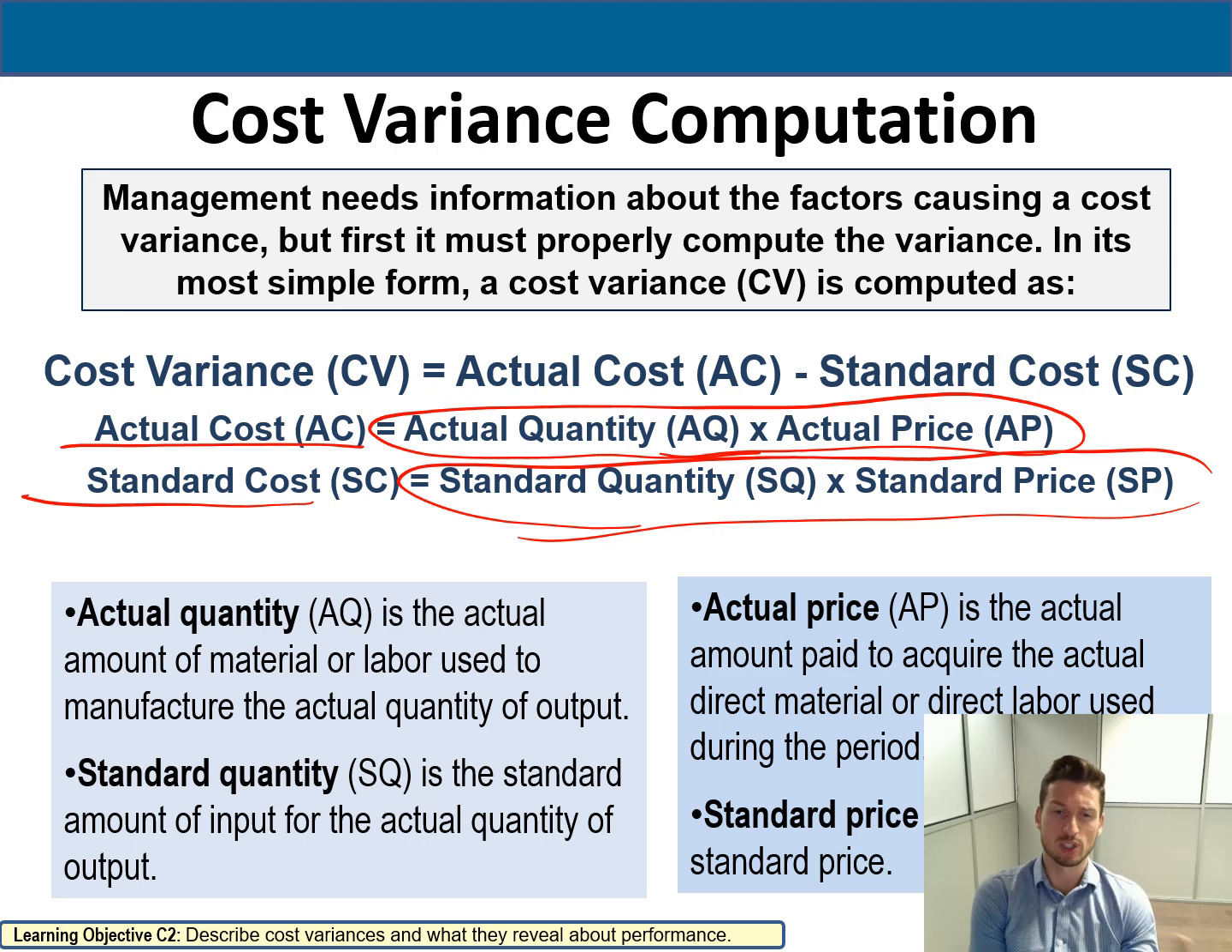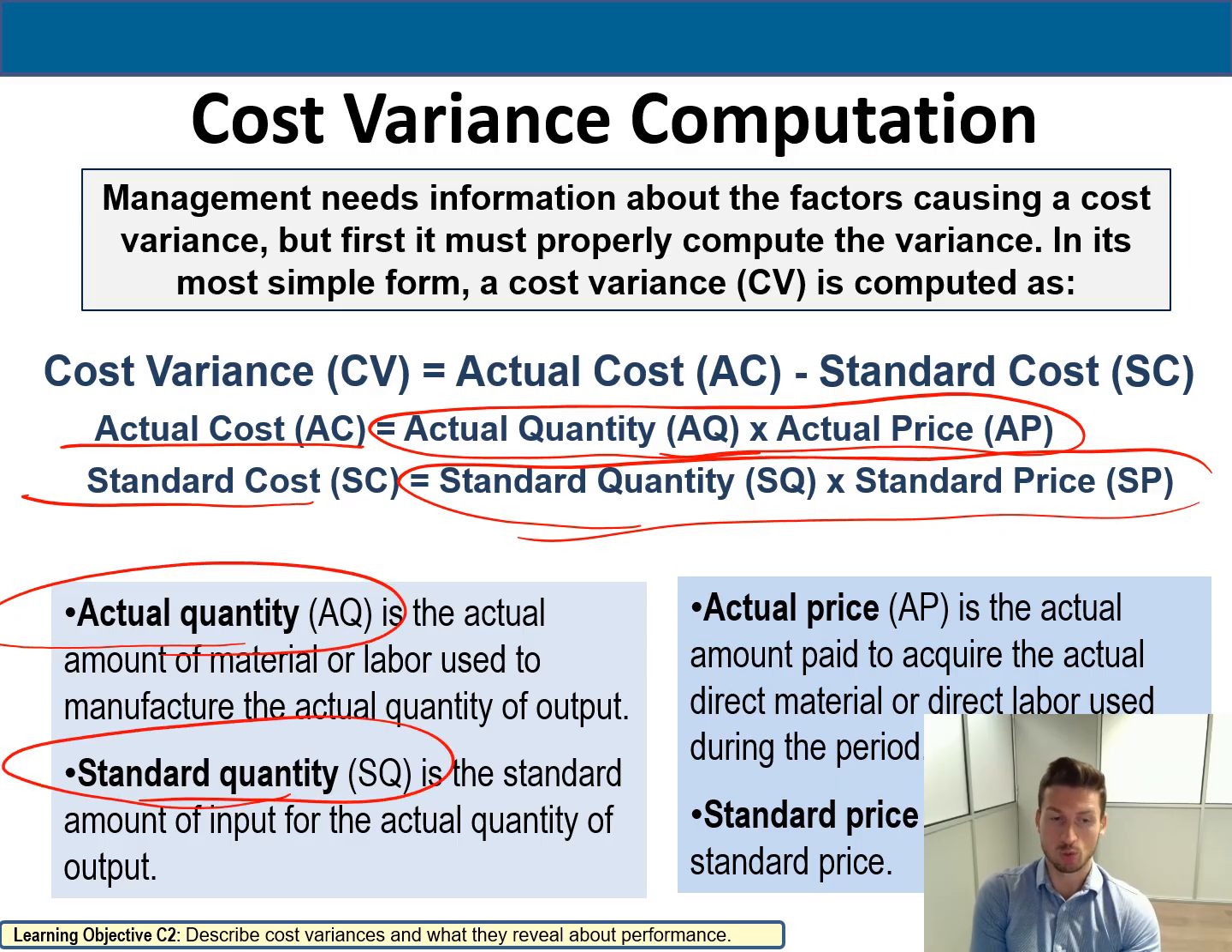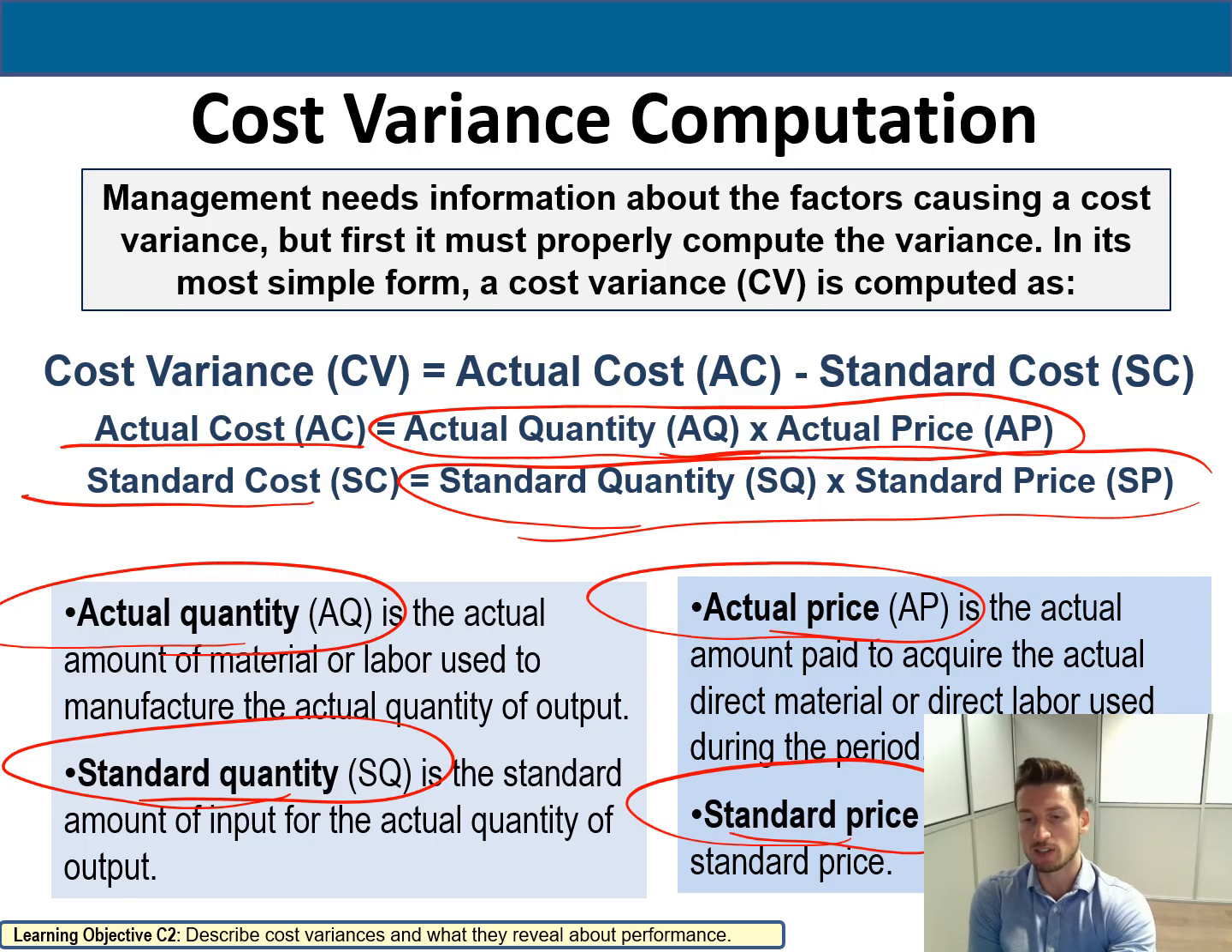So you can just simply read, for example, that actual quantity is the actual amount of the material or labor used to manufacture the actual quantity of output. So in a simple way, not in book way, I will tell you that actual quantity is the quantity we actually use to manufacture products. Standard quantity is what we budgeted to use as a quantity. Actual price is what is the real price, and standard price is what was the budgeted price for this product. These four things you need to know in order to calculate variances properly.